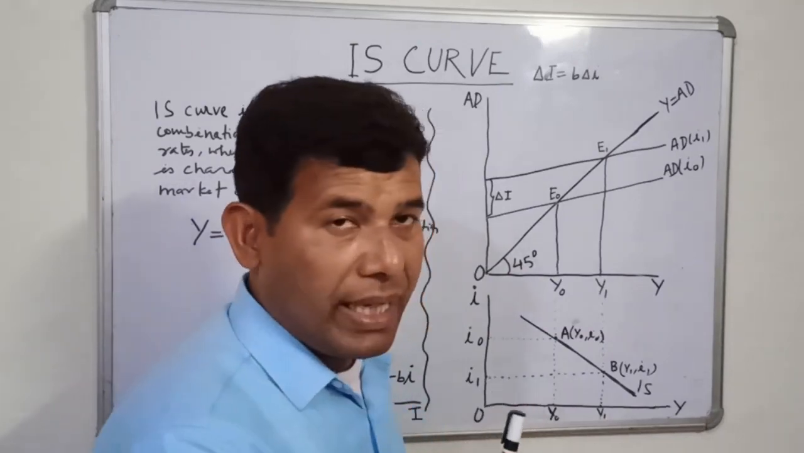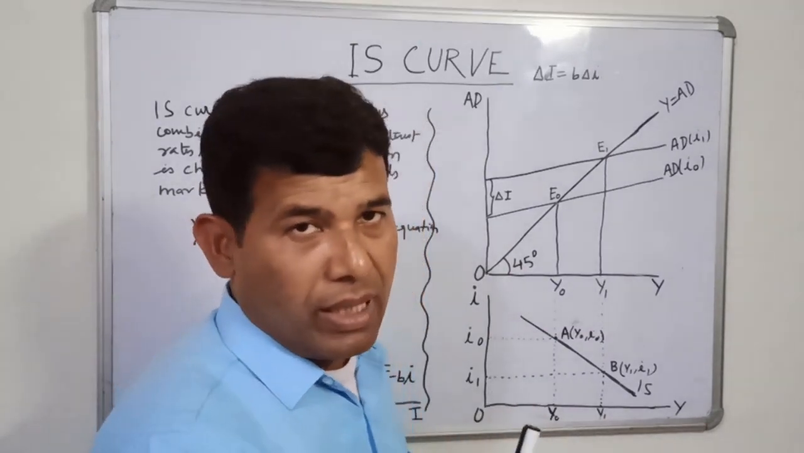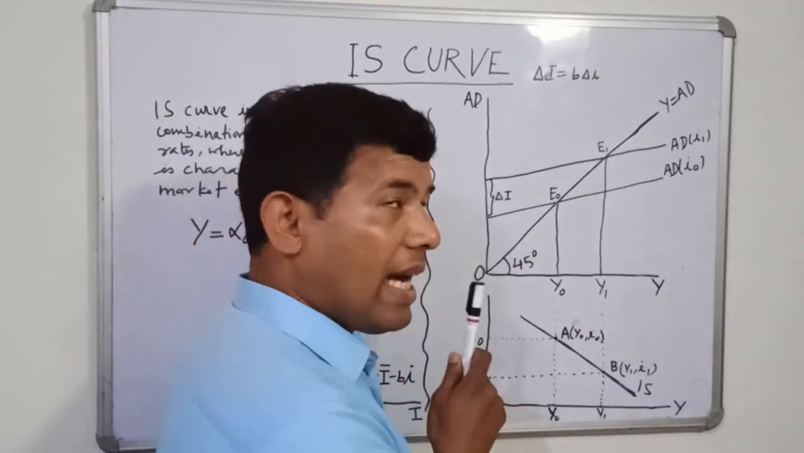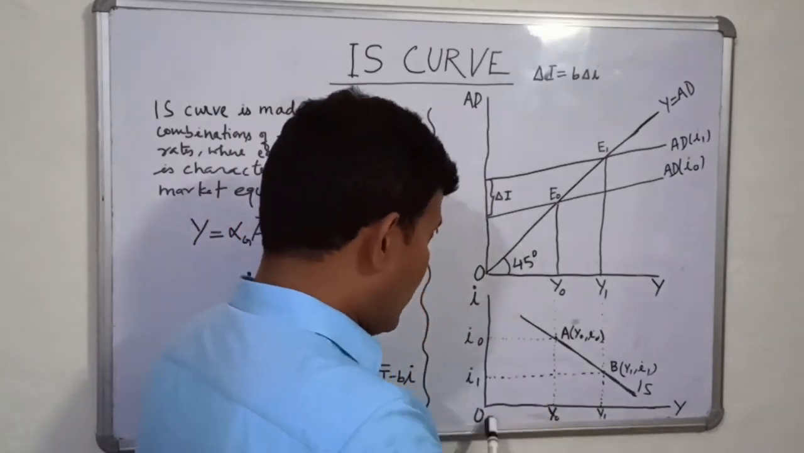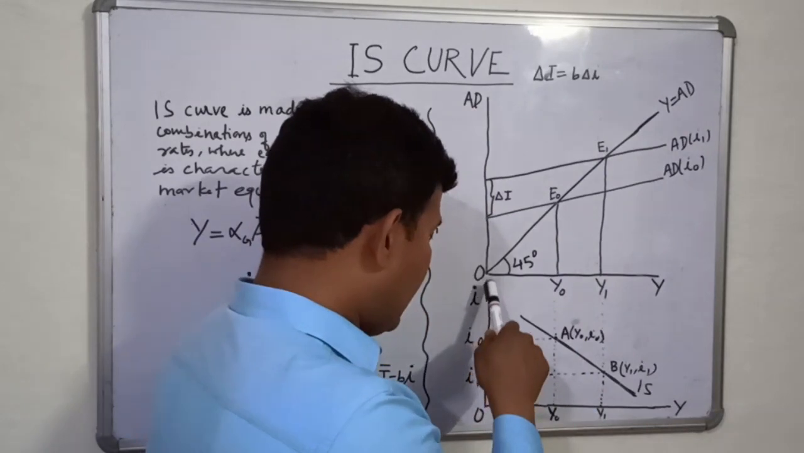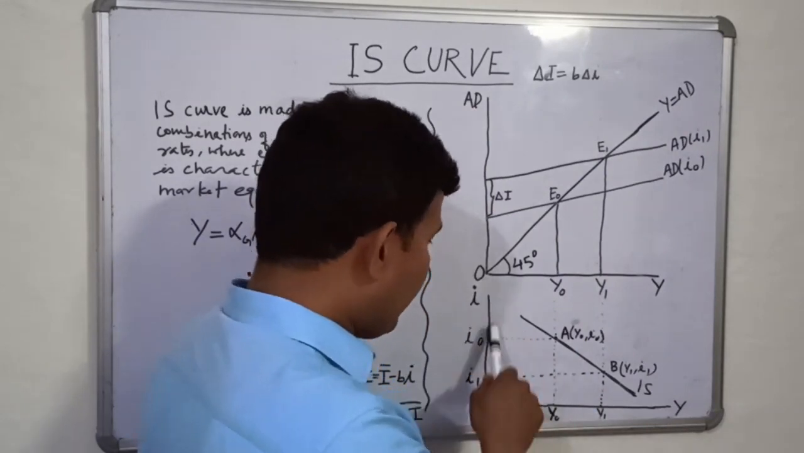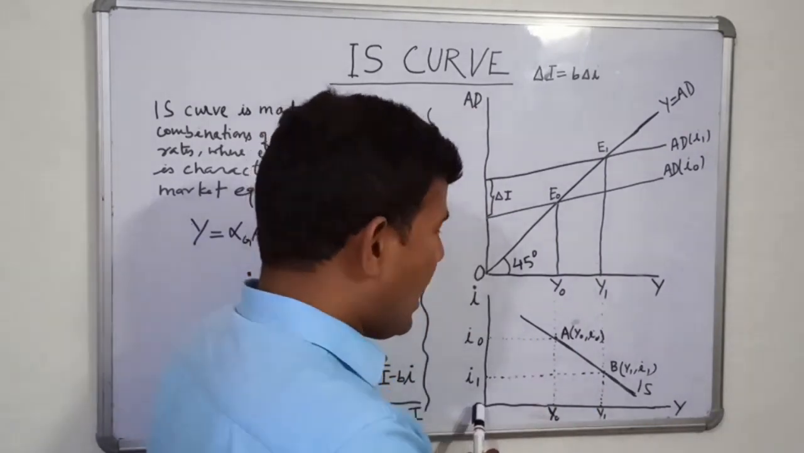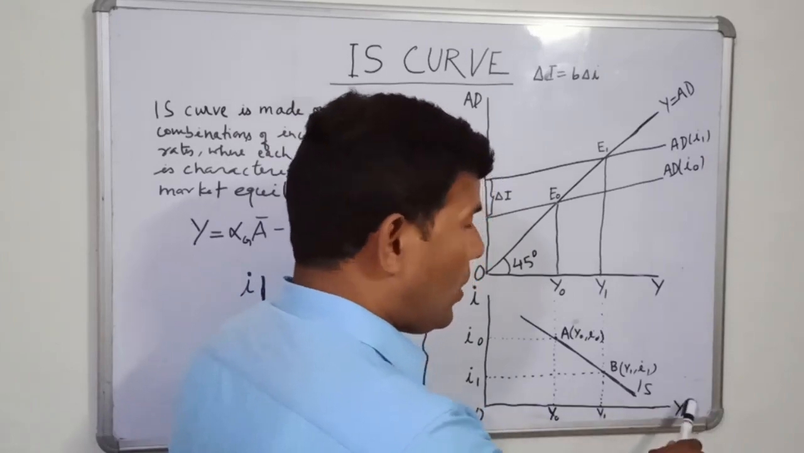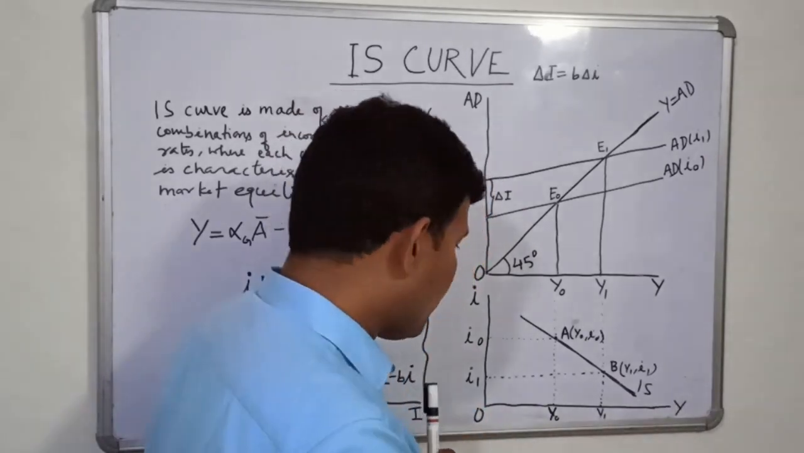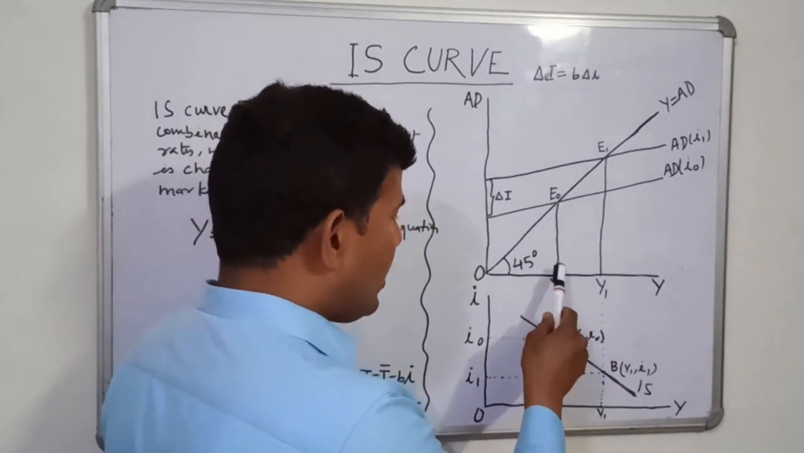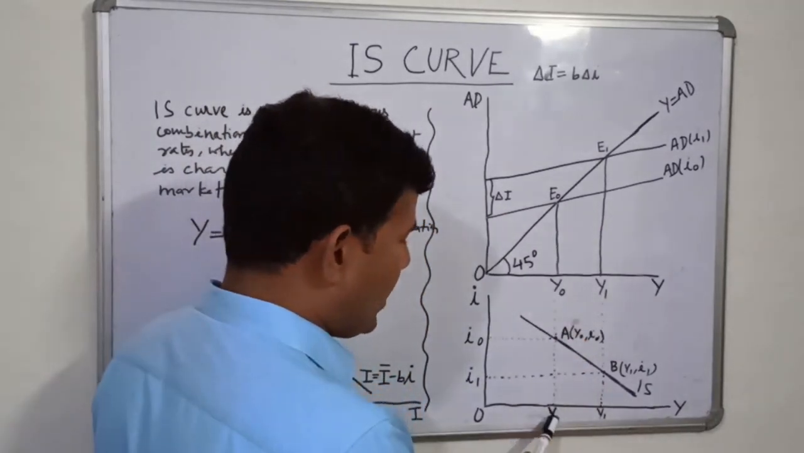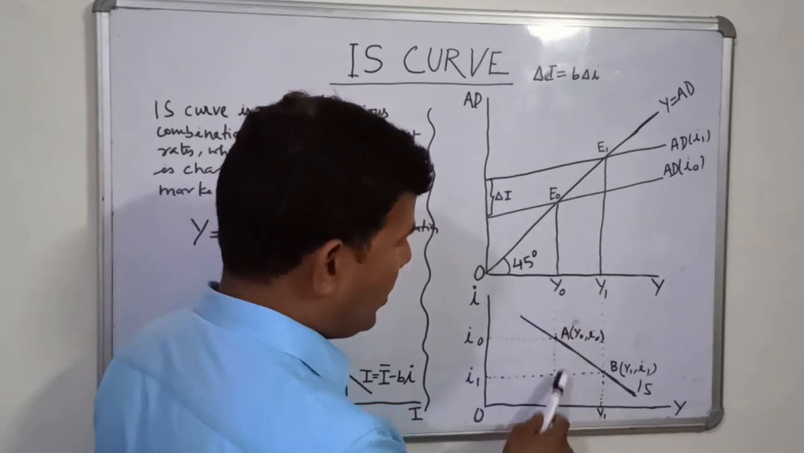Now we can identify the combinations of equilibrium income and interest rate in the second diagram, which has been shown below the first diagram, right, where we are measuring the interest rate on the y-axis and the income level on the x-axis, right? Now this is your Y0, right? So we can identify Y0 in the second diagram, which is just below this Y0, right?